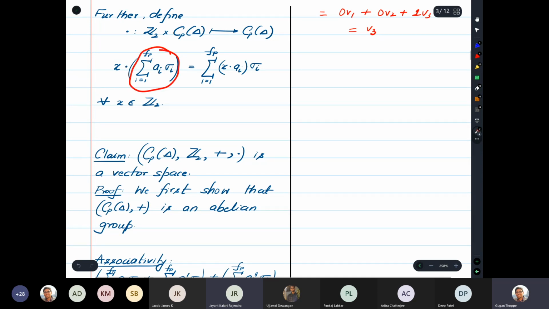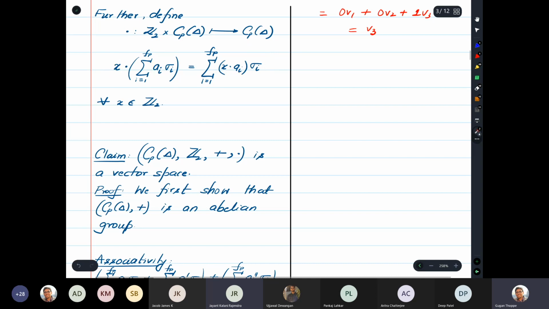And you take some element from Z2 and you take some P chain from CP delta. This scalar multiplication operation is defined in the following way. What do I do? I take X and I take AI.